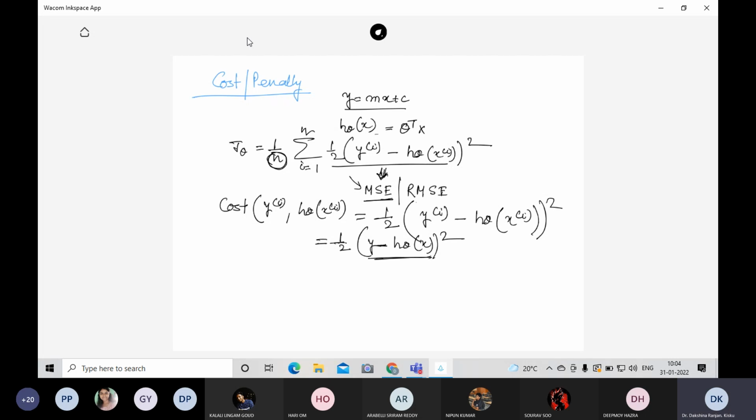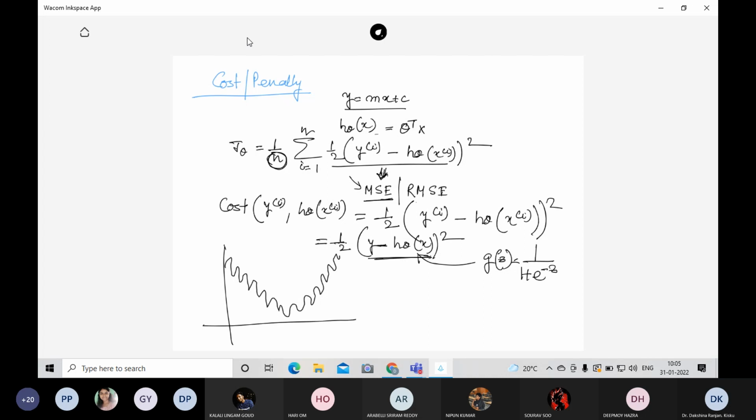Now if we try to fit the equation g of z equals to 1 upon 1 plus e to the power minus z, so in place of z we can write theta transpose x. Okay, now we try to find the error curve or penalty curve. So what will this penalty curve look like? The penalty curve will have a form like this. Okay, so this is nothing but J of theta.